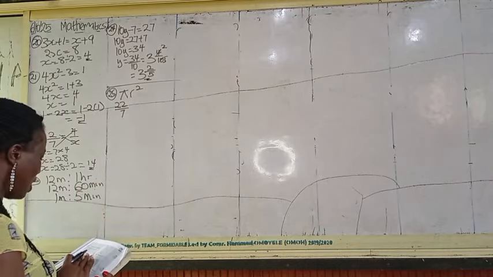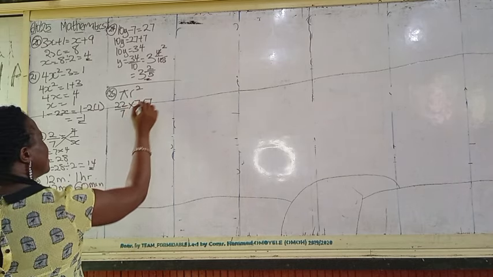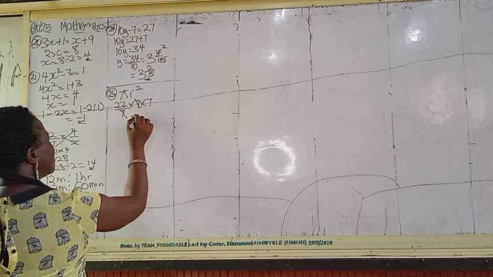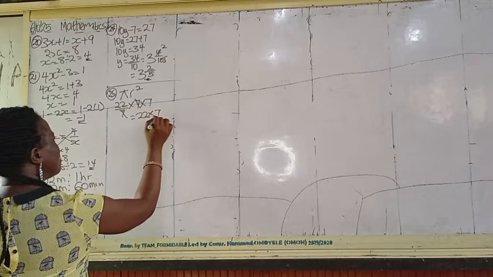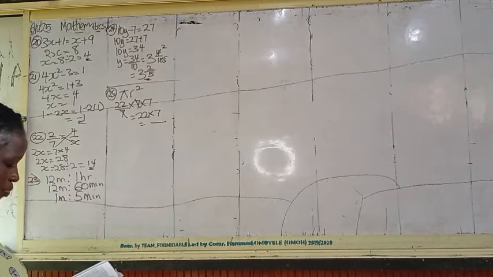And from the question, our radius given is what? 7. So times 7 times 7. This 7 can take care of this. So we have 22 times 7. So you do that and give me the answer in the comment section.